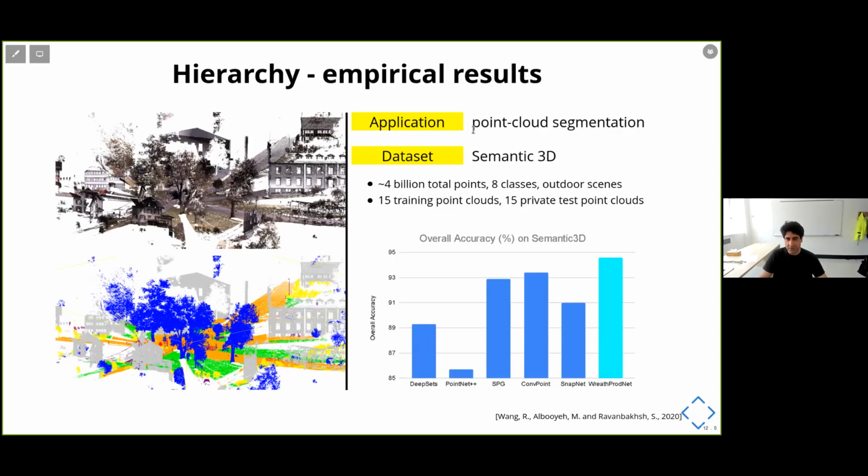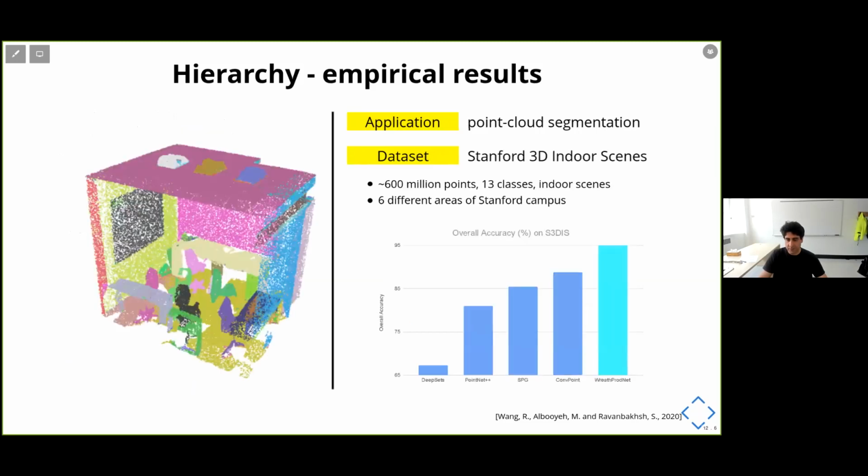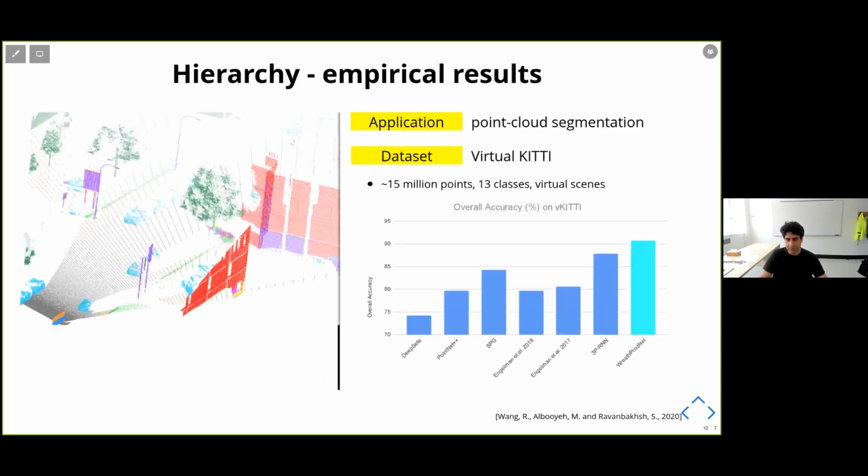So this is an application of this model to point cloud segmentation of very large point clouds, where we got good results. So different data sets. The model performed well.